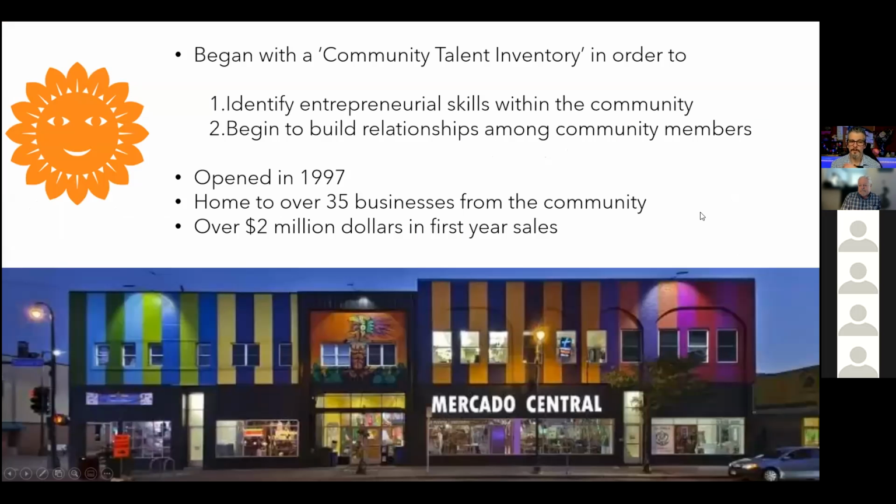As an example, there was a community outside of Minneapolis that began with a community talent inventory in order to identify entrepreneurial skills within the community, what people knew how to do, and to build relationships among community members, so that the effort itself was an act of connection. Through this effort, which used community associations and institutions, Mercado Central got established, made up of 35 businesses from the community that generated over $2 million in first-year sales. And this was in a community that had high unemployment, prostitution, gang activity, crime, drug use, etc. If all you did was try to treat the negatives, you would never build on the positives. So rather than just treating the negatives, the idea is to identify the positives and then build on them.